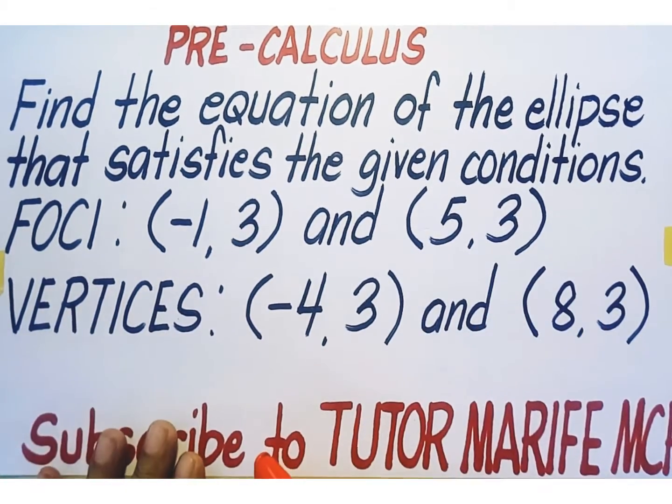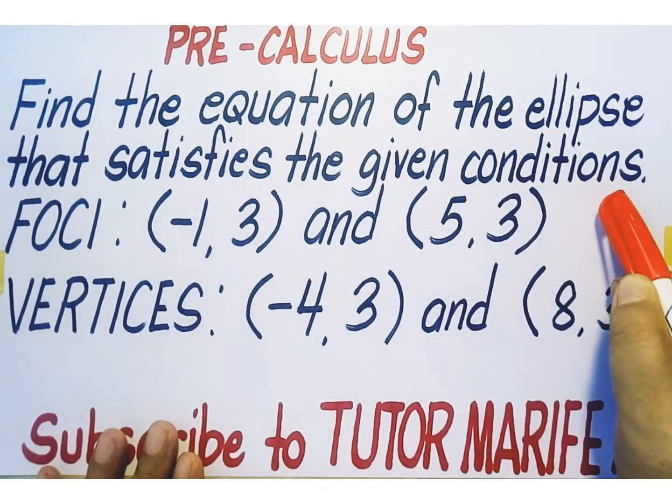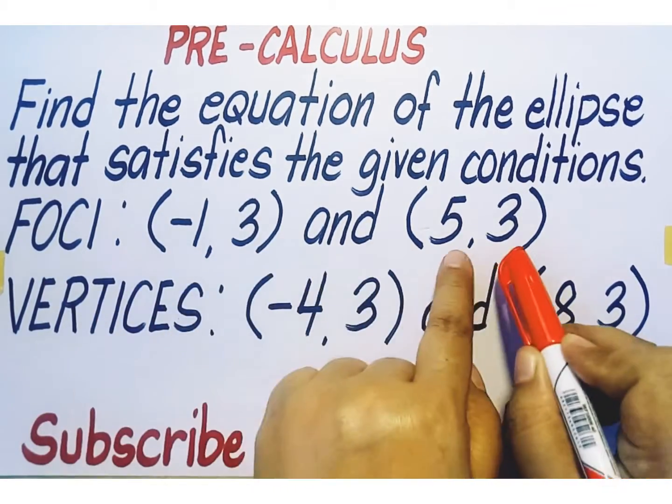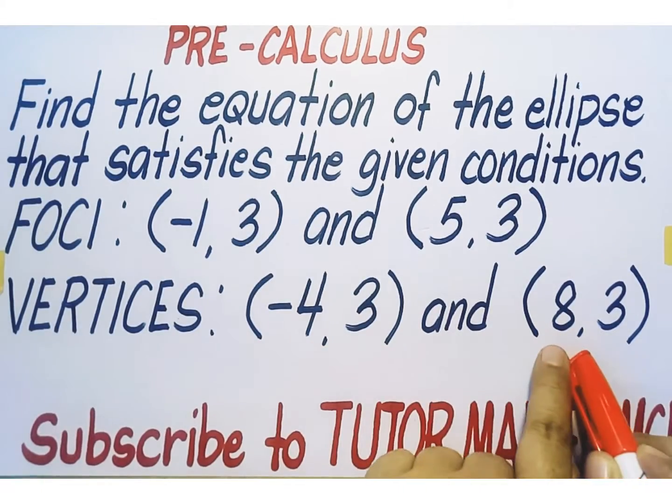Let's read the problem. Find the equation of the ellipse that satisfies the given conditions. The foci are at (-1, 3) and (5, 3). The vertices are at (-4, 3) and (8, 3).